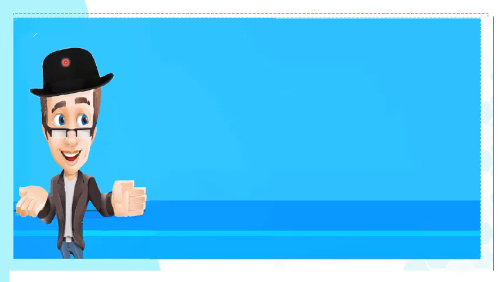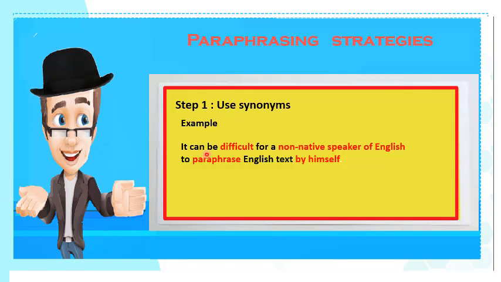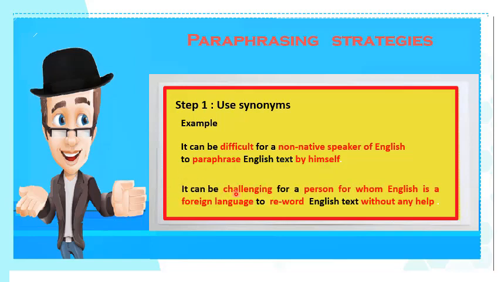Let me make myself clear and speak in details. How do we use synonyms, change the order of the words, and use different grammatical elements to paraphrase? The first method is using synonyms. Look at this sentence. It can be difficult for non-native speakers of English to paraphrase English text by himself. Here the content words such as difficult, non-native speaker of English, paraphrase, and by himself are typed in a red color. If I want to paraphrase this sentence, it can be challenging for a person for whom English is a foreign language to reword English text without any help.